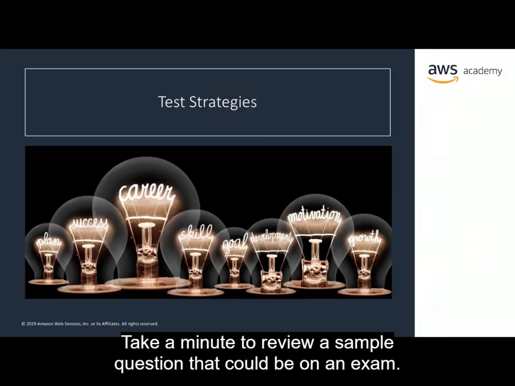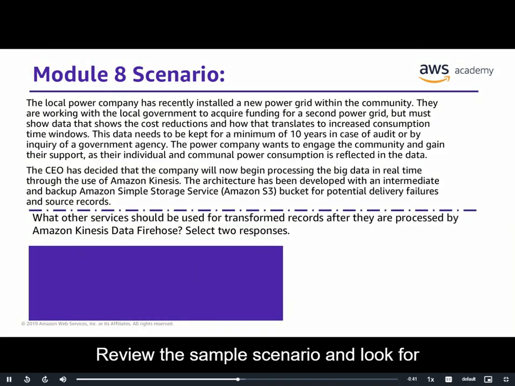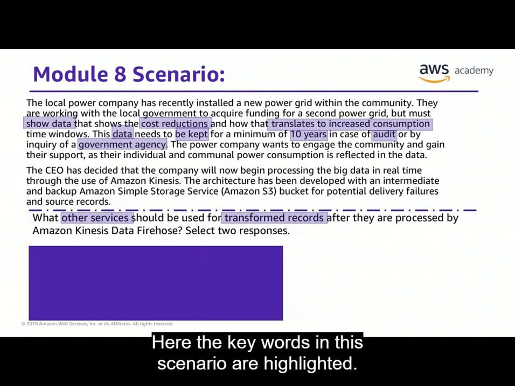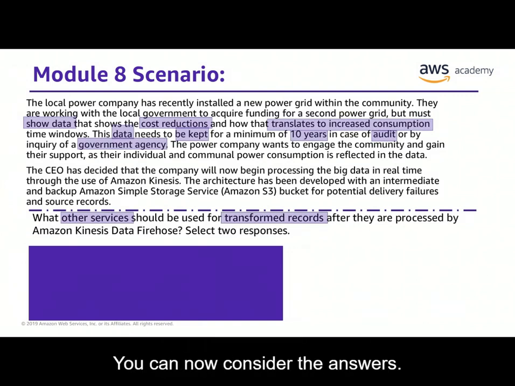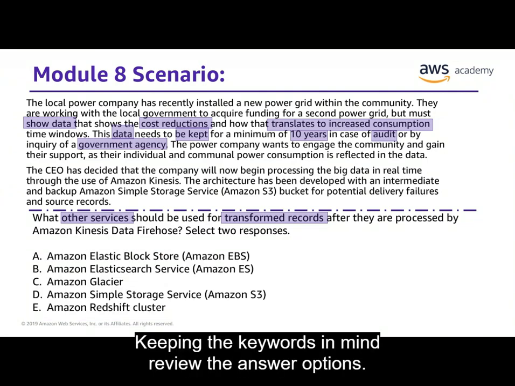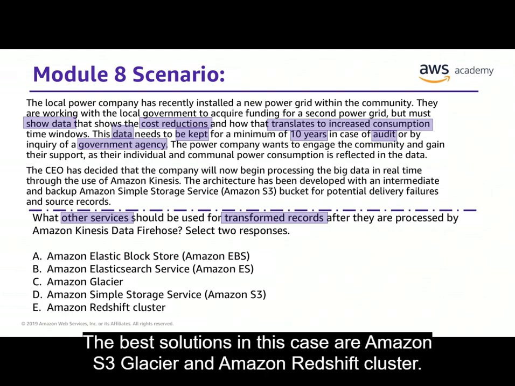Take a minute to review a sample question that could be on an exam. Review the sample scenario and look for any keywords that will help you identify the correct answer. Here, the keywords in this scenario are highlighted. You can now consider the answers. Keeping the keywords in mind, review the answer options. Try to rule them out based on the highlighted keywords. The best solutions in this case are Amazon S3 Glacier and Amazon Redshift Cluster.